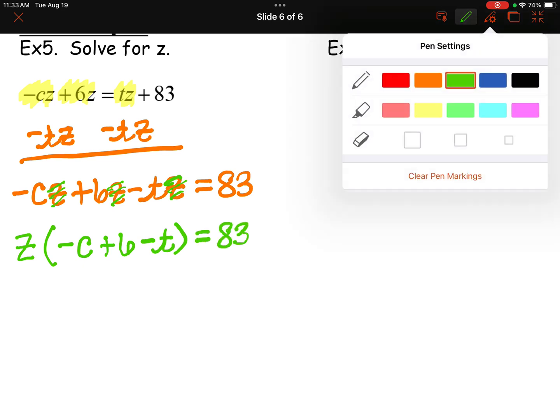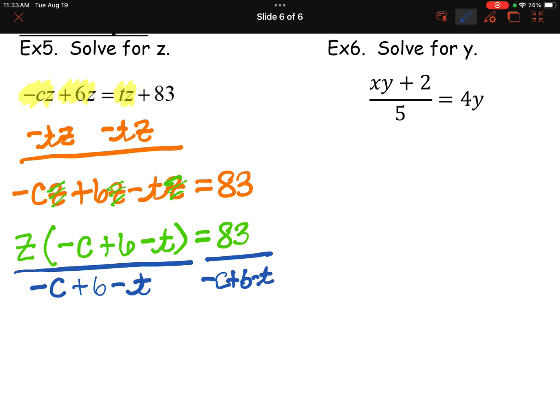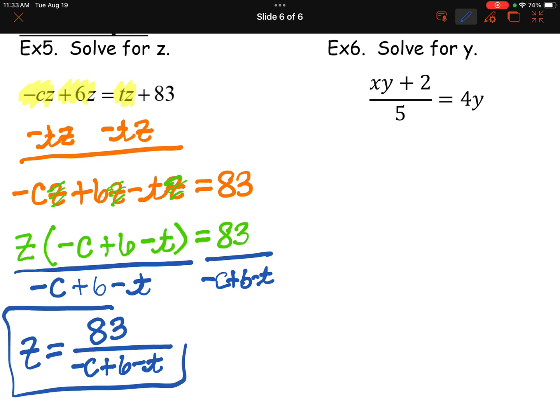And then last step, to get z all by itself, I'm just going to divide by everything in the parentheses. So final answer, z is this lovely fraction, 83 over negative c plus 6 minus t. All right, let's try one more.